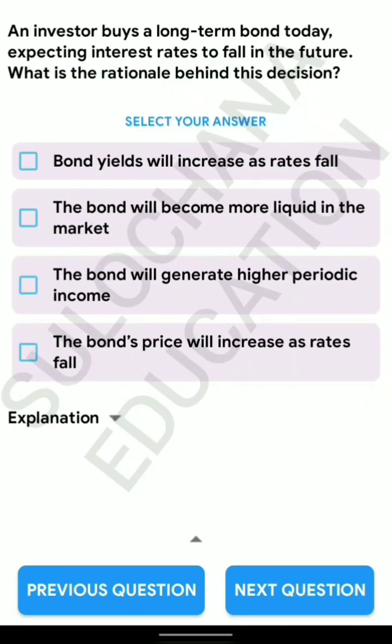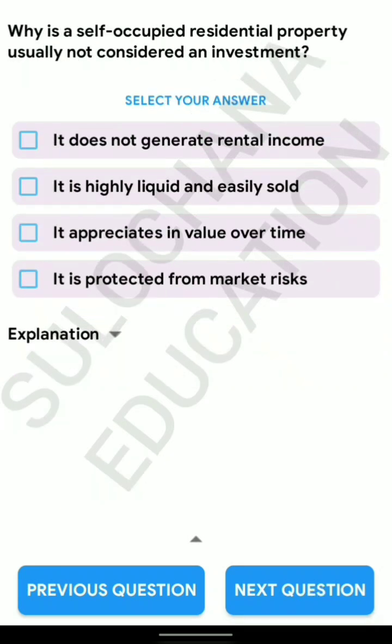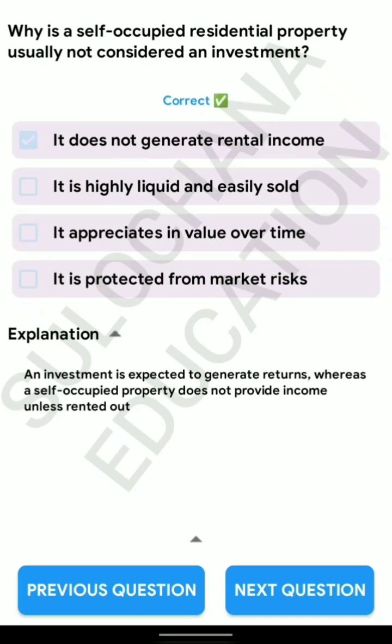An investor buys a long-term bond today, expecting interest rates to fall in the future. What is the rationale behind this decision? Options are, and the correct answer is D. The bond's price will increase as rates fall. Why is a self-occupied residential property usually not considered an investment? Options are, and the correct answer is A. It does not generate rental income.